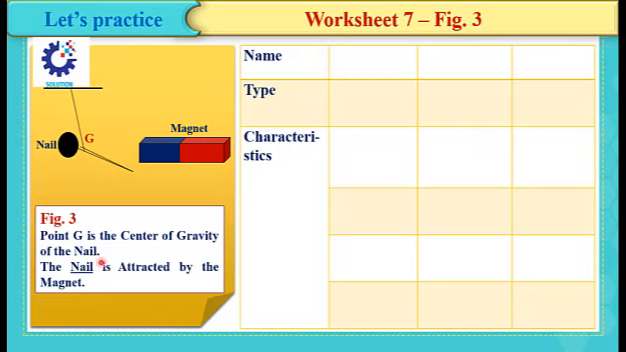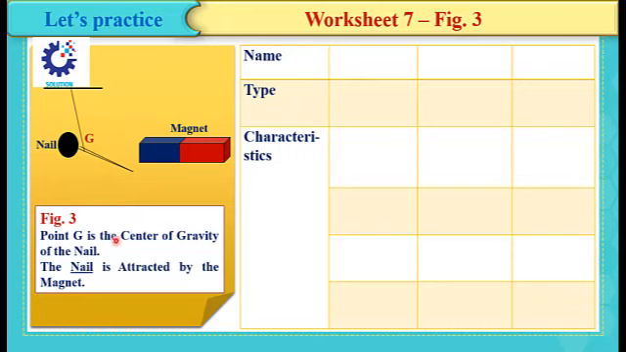Let's continue. Point G is the center of gravity of the nail. It's given since the nail is irregular in shape. The nail is attracted by the magnet. Let's list the forces acting on the nail, starting with the weight.